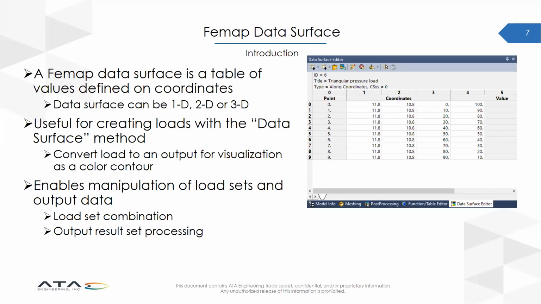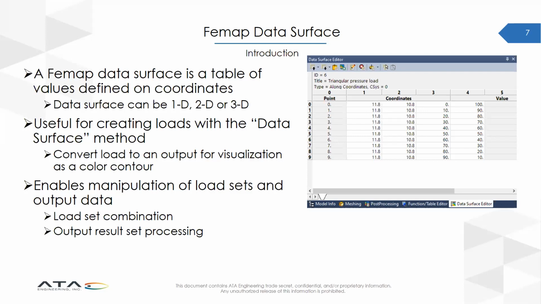A better way to see it is that the picture on the right shows you the coordinates. You can think of the 1, 2, 3 columns as X, Y, Z, and then there's a value defined. This example here shows you a 1D data surface. An example of a 1D data surface would be temperature defined over all your grid points, or all the volume of your model. You can have 2D data surfaces or 3D data surfaces as well. An example of a 3D one would be vector loads on your grid points.